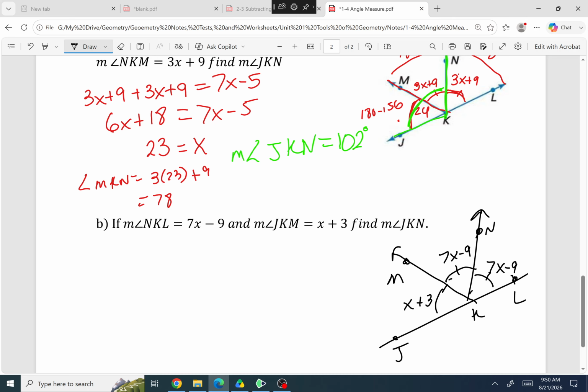Ideas? Mathematically, how are we going to solve this? Add them all together. Let's do what you said. X plus 3 plus 7x minus 9 plus... all right, equals what? 180. And then it's just some algebra. 7, 14, 15x. Minus 9 is minus 18. Plus 3 is minus 15. So we get net 15x minus 15 equals 180.